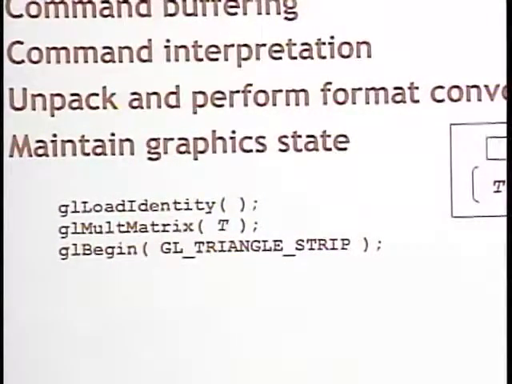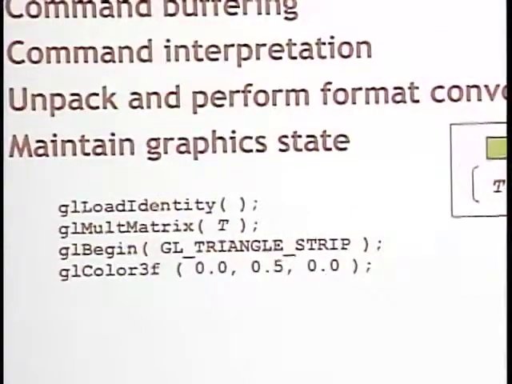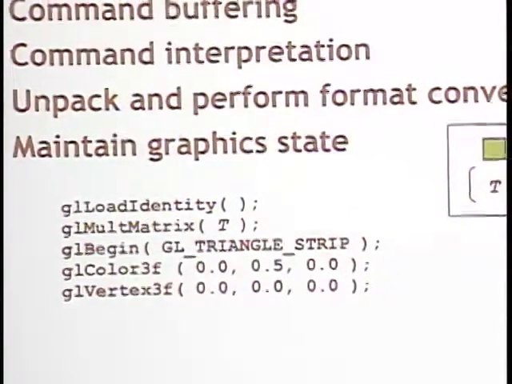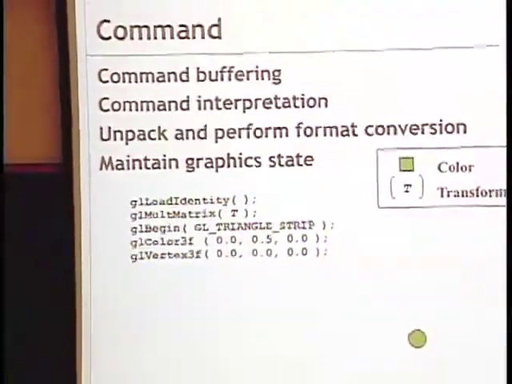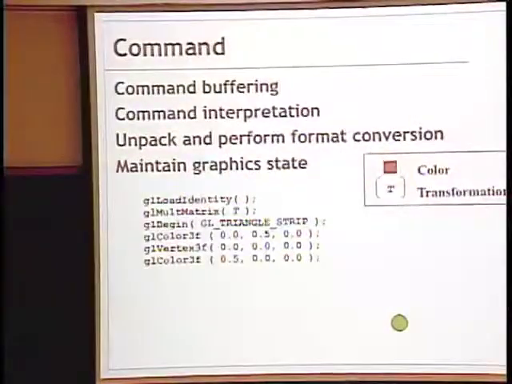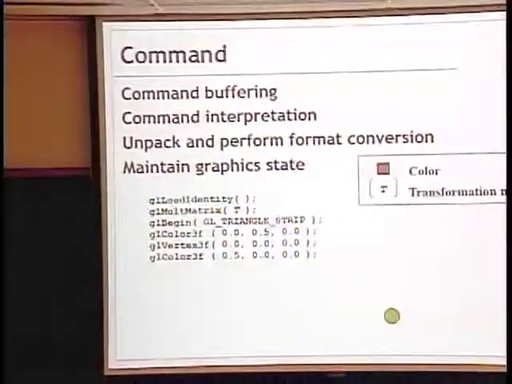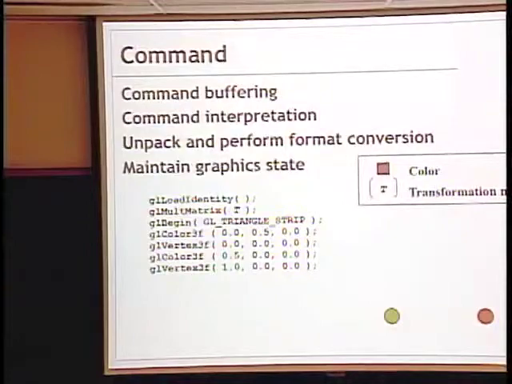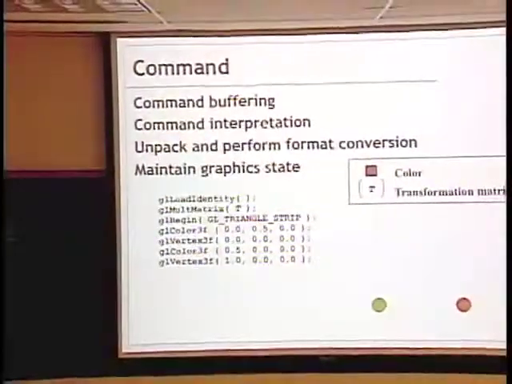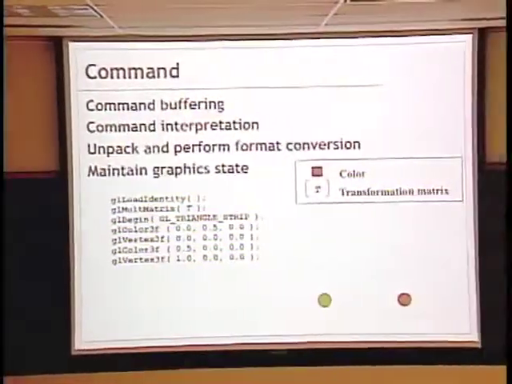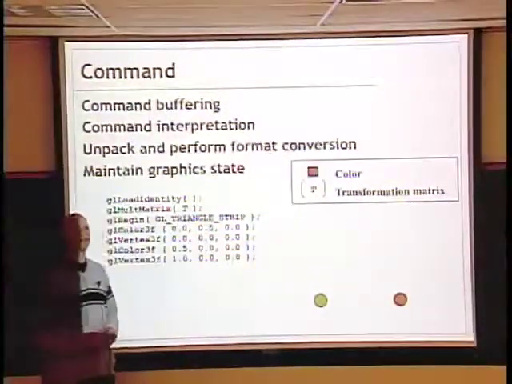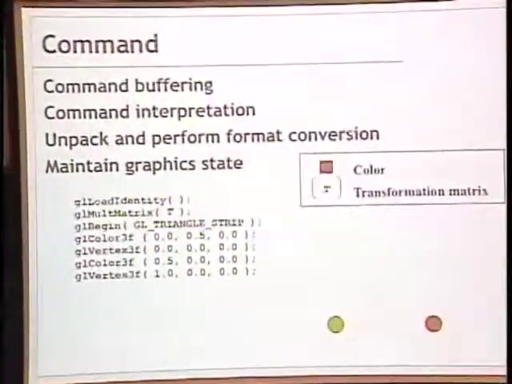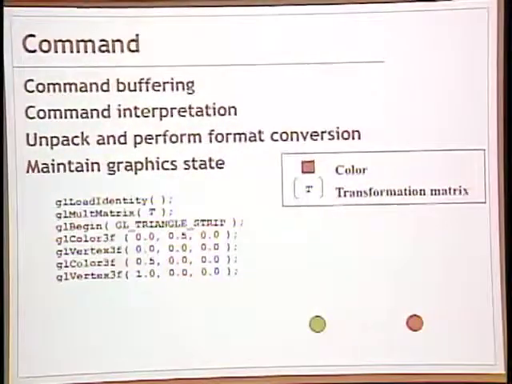So we're going to start that, and we're going to set the current color to green. Then we're going to call a vertex. We're going to put down a vertex here, at the position 0, 0, 0. And then we're going to set the color to red. Note that changes the state. We're going to specify another vertex, and note that vertex uses the current color. I don't have to say GL vertex 3F 1, 0, 0 red. That's the advantage of having a stateful interface. Instead, it just uses the current state.